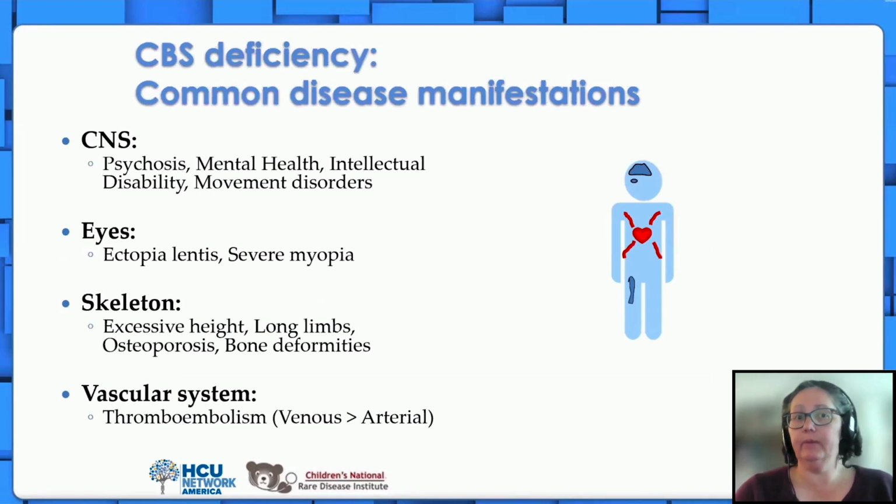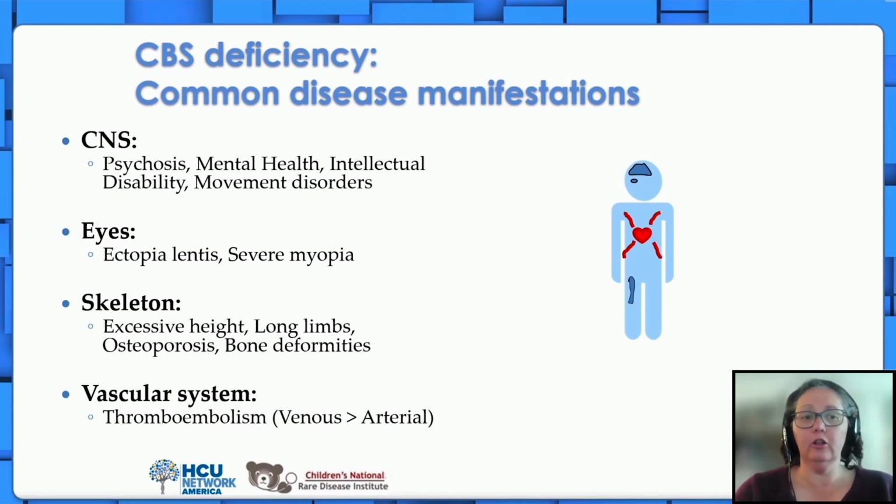Individuals with cystathionine beta synthase deficiency, but not necessarily all of the other homocystinurias, have a number of very common disease manifestations. The four big categories involved here are the CNS, or central nervous system, the eyes, the skeleton, and the vascular system. In the CNS, you can see psychosis and mental health difficulties, but you can also see intellectual disability in individuals that aren't adequately treated, and a number of folks will develop movement disorders or white matter changes with age.